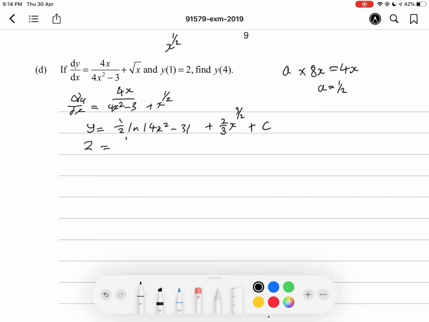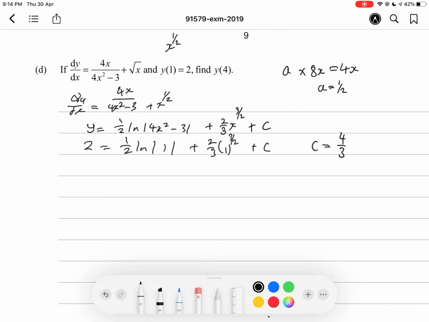So 2 equals 1/2 of ln of 4x squared minus 3, that's ln of 1, plus 2 over 3, 1 to the power of 3 over 2, plus c. Ln of 1 is 0, so that's good. So 1 to the power of 3 over 2 times 2 over 3. So we should get that our c value is 4 over 3. So c equals 4 over 3.